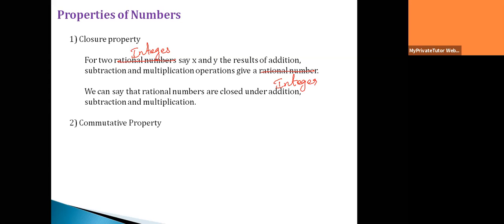Yeah, the second one is the commutative property. What do you mean by this property, the commutative property? So in commutative, we have two types. One is for addition, the other one is for subtraction.